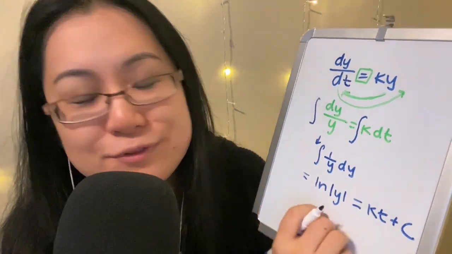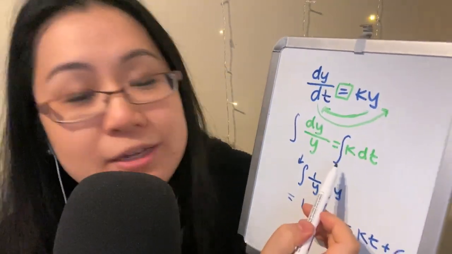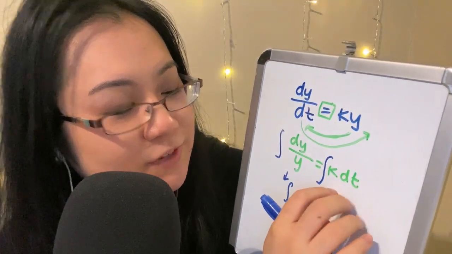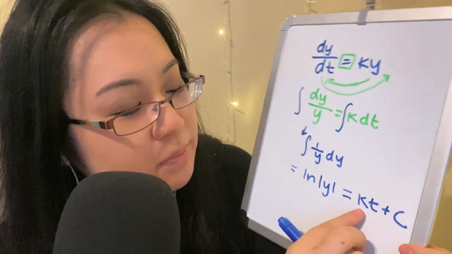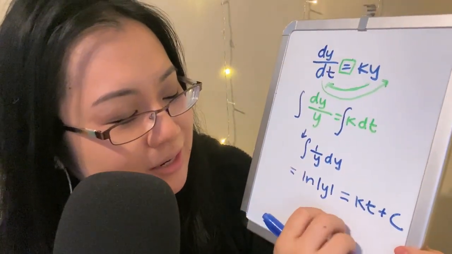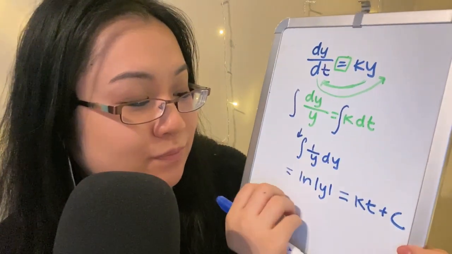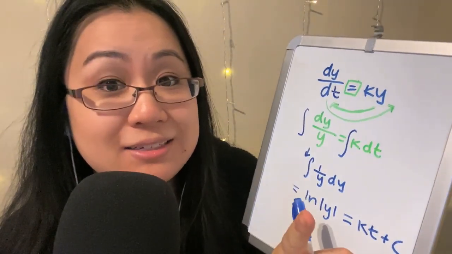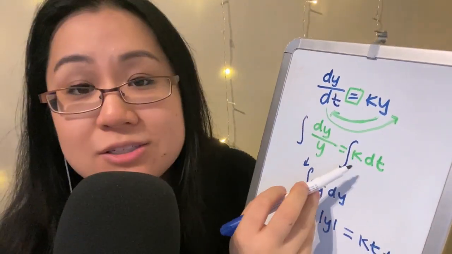If you are awake and reviewing, why is this not k squared over 2? Why is the integral of k dt not k squared over 2? Why did I put kt? Think about that for a minute. Why did I not put k squared over 2? Exactly. Awesome. Very, very good. Exactly. So k is a constant.